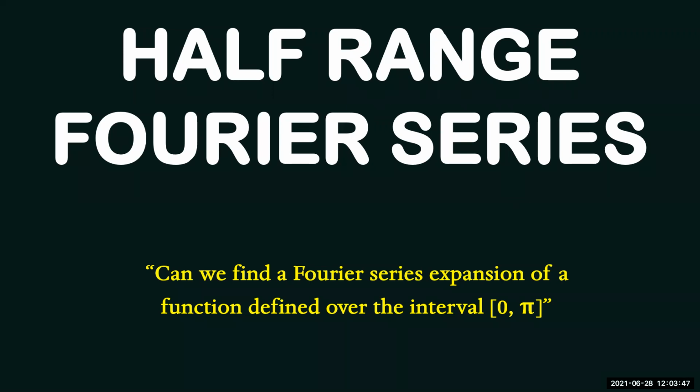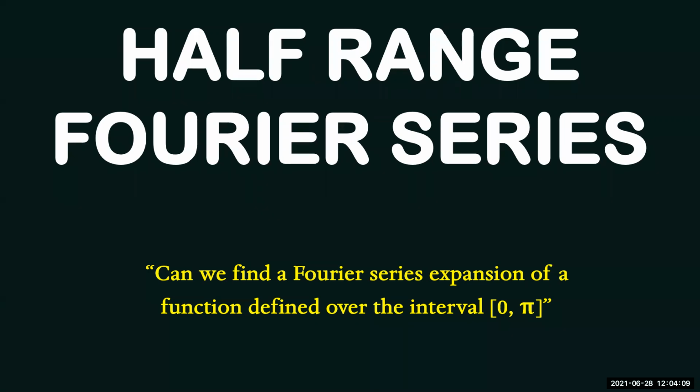But now see, there are a few situations where the function may be defined only in a half interval, right? I'm calling it a half interval because it is from 0 to pi. When it is from 0 to 2 pi or from minus pi to pi, half of both of them is 0 comma pi. I mean, 0 comma pi is included in both the intervals.